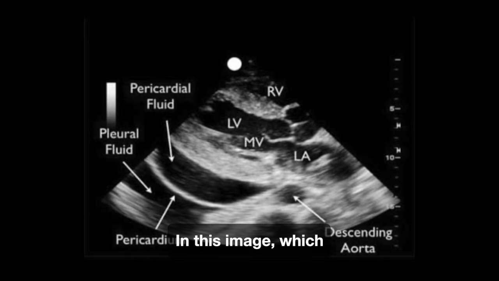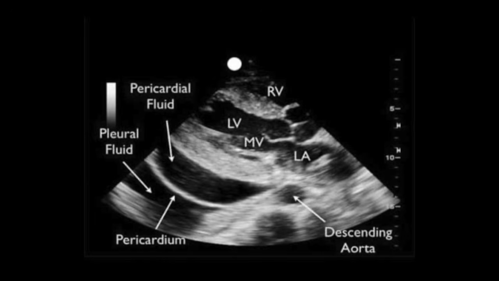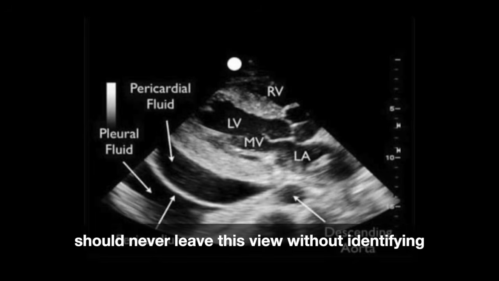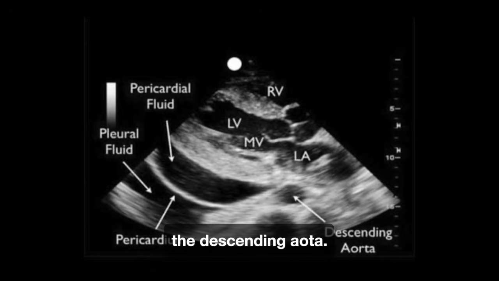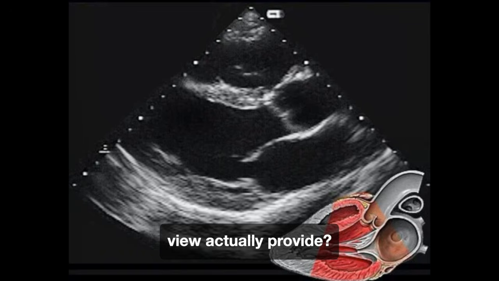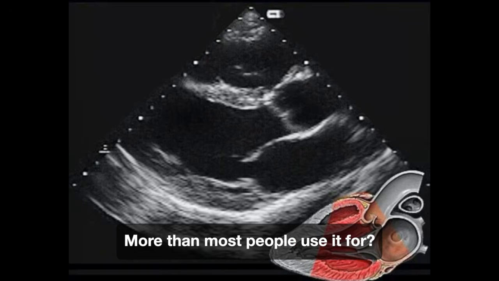A question for you. In this image, which type of fluid are we seeing? This is pleural fluid. The fluid continues behind the descending aorta. That is why I said that you should never leave this view without identifying the descending aorta. Now, what information does this view actually provide? More than most people use it for.